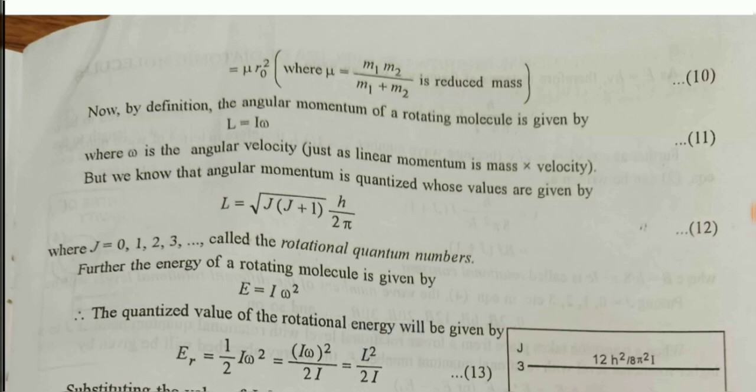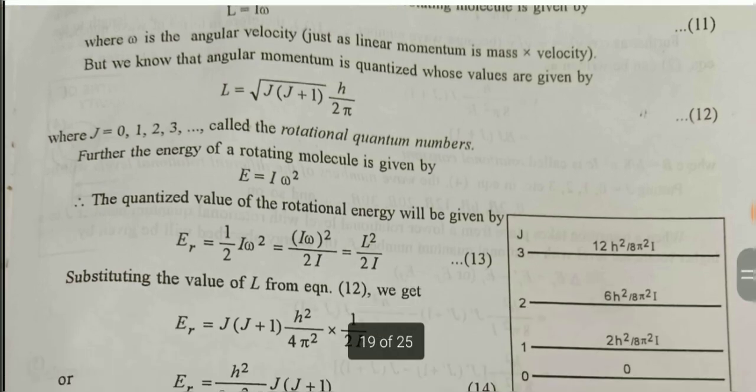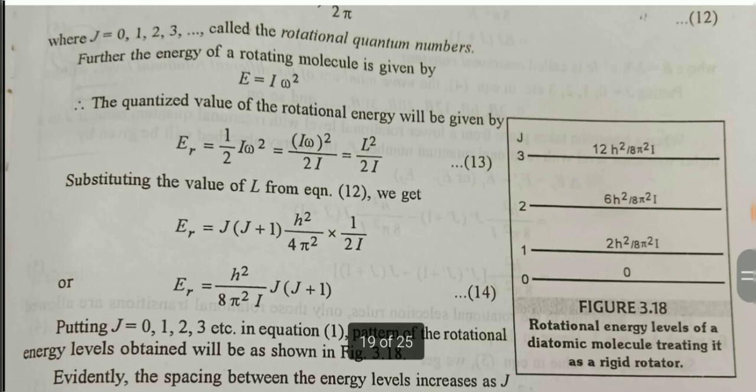Now, by definition, the angular momentum of a rotating molecule is given by L equals I omega, where omega is the angular velocity. But we know that angular momentum is quantized, whose values are given by L equals root over j into j plus 1 into h upon 2 pi, where j equals 0, 1, 2, 3, etc., called the rotational quantum numbers. Further, the energy of a rotating molecule is given by E equals half I omega square. Therefore, the quantized value of the rotational energy will be given by ER equals half I omega square, which is equal to L square upon 2I.